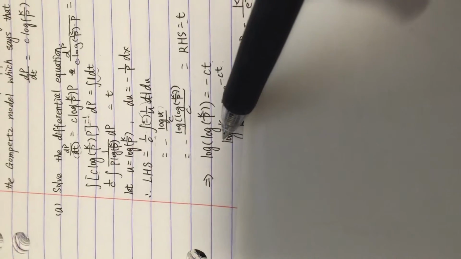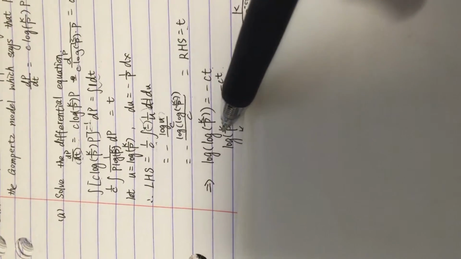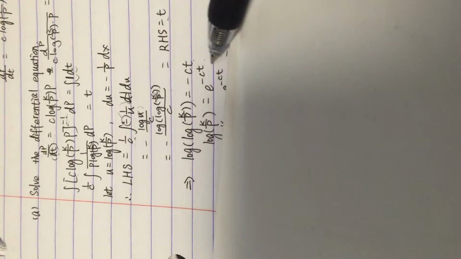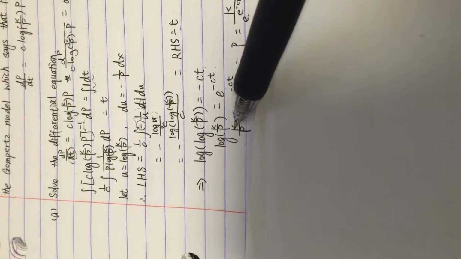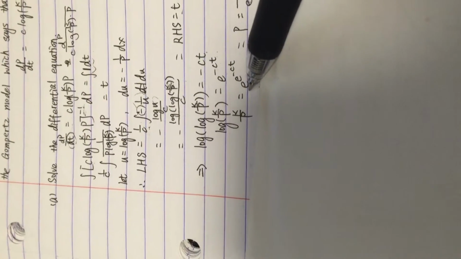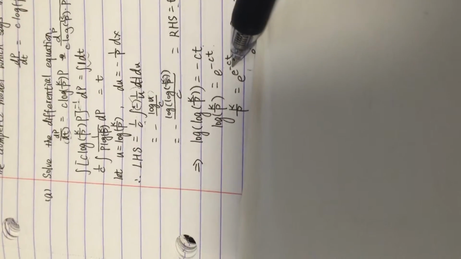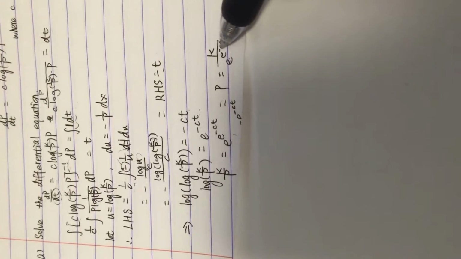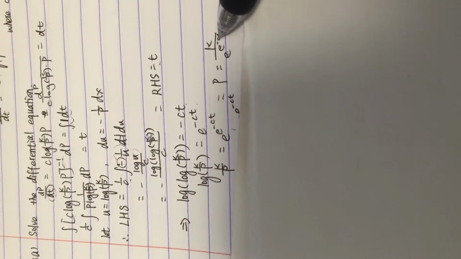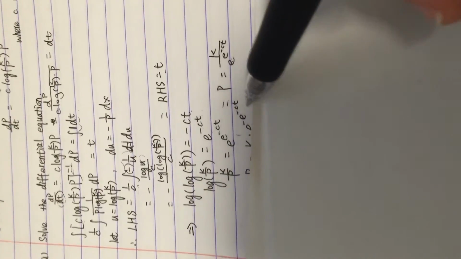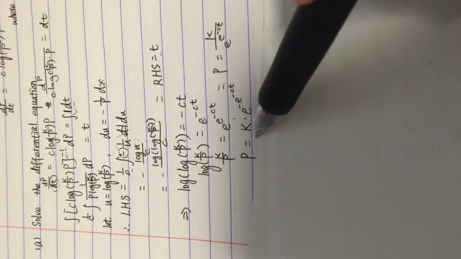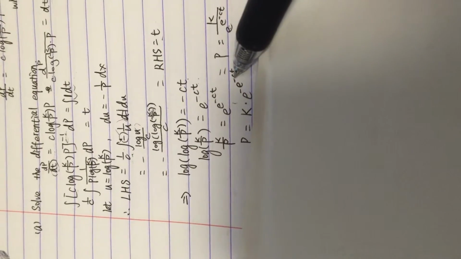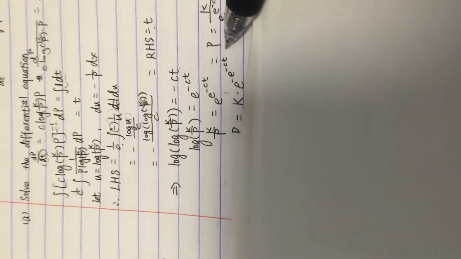So we have log of k divided by p equals e to the power of minus c times t, and k divided by p becomes e to the power of minus ct. Then p becomes k divided by e to the power of minus ct. Your p becomes k times e to the power of negative e to the power of negative c times t.